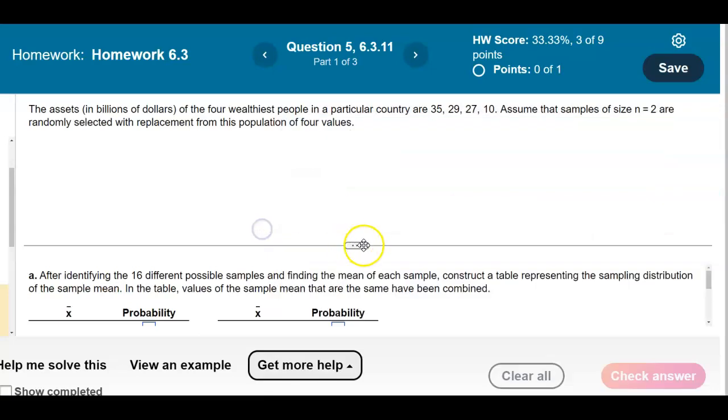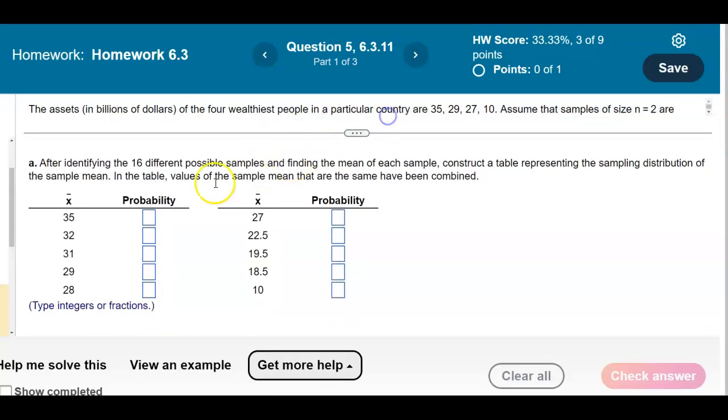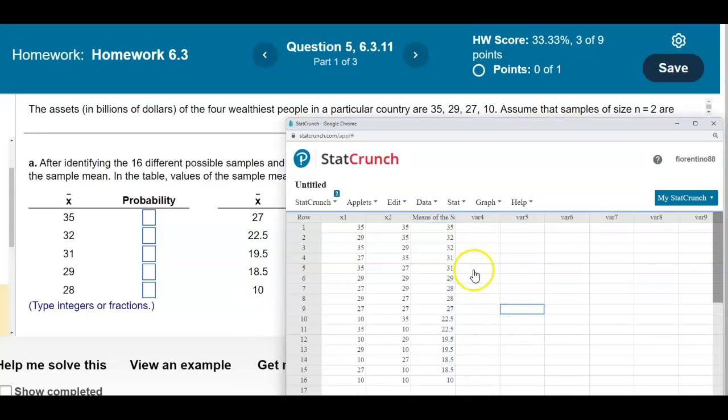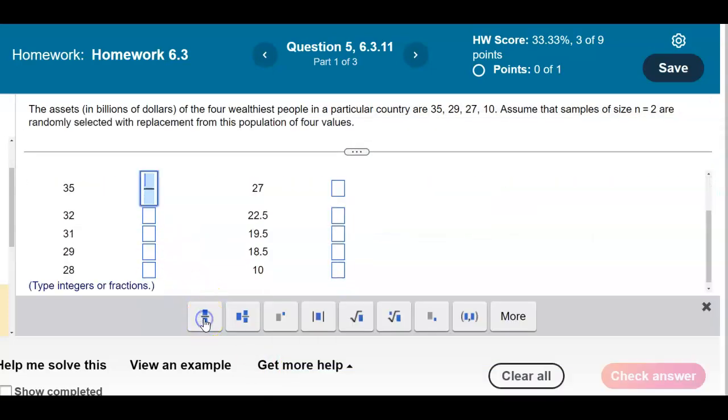Let's take a look at our table here. It shows the values that are already listed, so they gave us the values. You can see how these numbers are listed in descending order, so we're going to sort our table in descending order. How many 35s do we have? We have 1, out of 16 data values in total. So this probability is going to be 1 over 16.